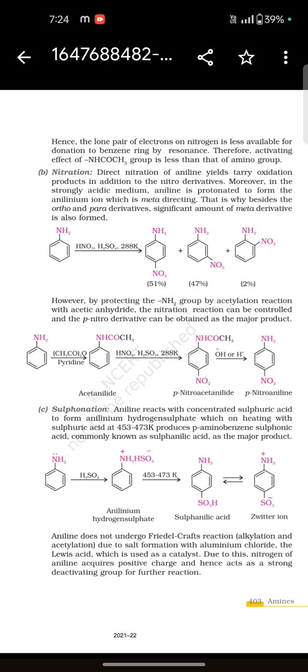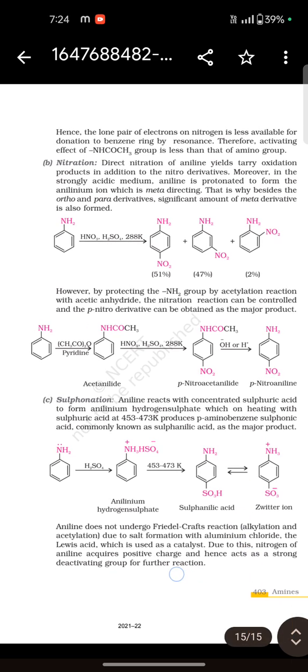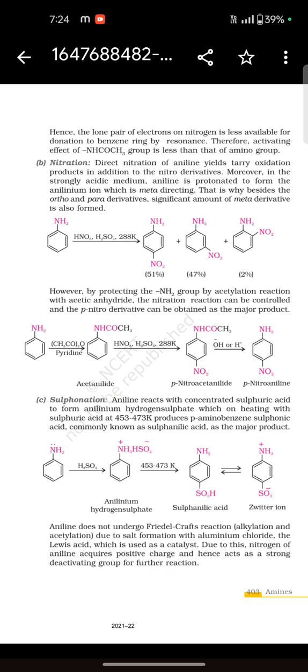Sulfonation. Aniline reacts with concentrated sulfuric acid to form anilinium hydrogen sulfate, which on heating with sulfuric acid at 453 to 473 Kelvin produces para-aminobenzene sulfonic acid, commonly known as sulfanilic acid, as the major product. Aniline does not undergo Friedel-Crafts reaction, alkylation and acylation, due to salt formation with aluminium chloride. The Lewis acid, which is used as the catalyst, forms a salt with the nitrogen of aniline, which acquires positive charge and hence acts as a strong deactivating group for further reaction.